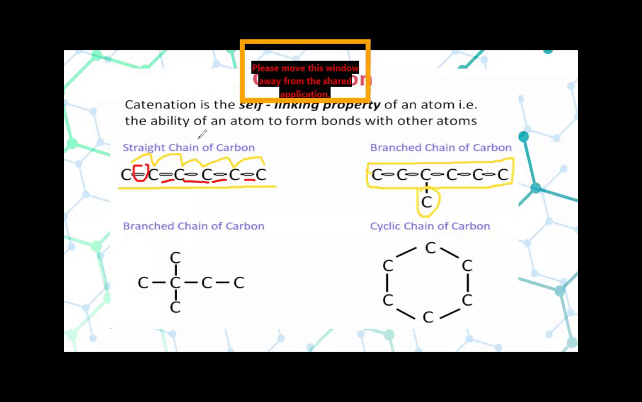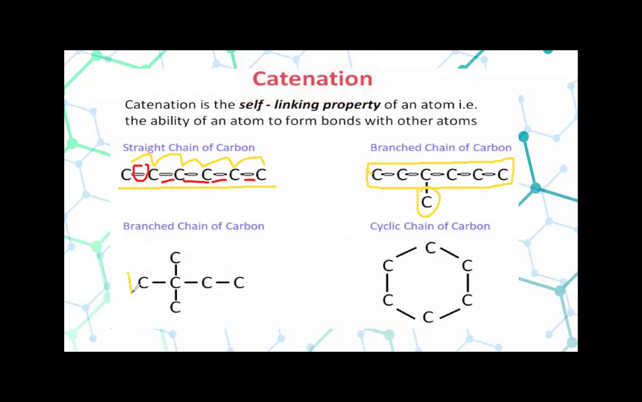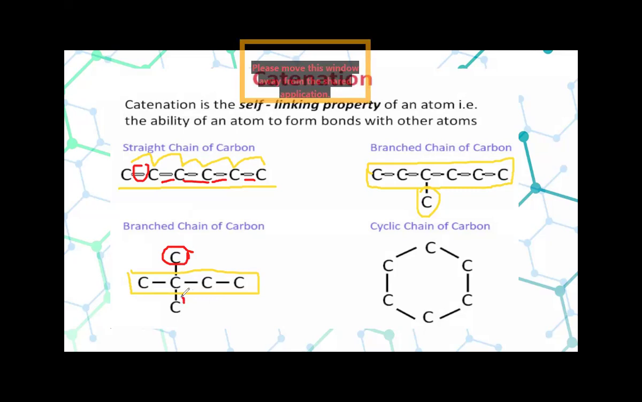So straight chain of carbon, branch chain of carbon, this also forms due to the property of catenation of carbon, and the bond represents the covalent bond. Now the branch chain of carbon, another example: there is a base compound and we have two branches here. The one is this and the other one is this. In the previous case, we have only one branch, but in this case, we have two branches, number one and number two.